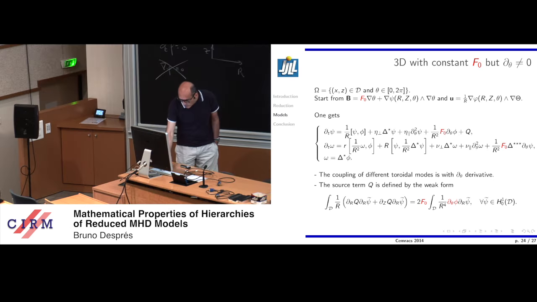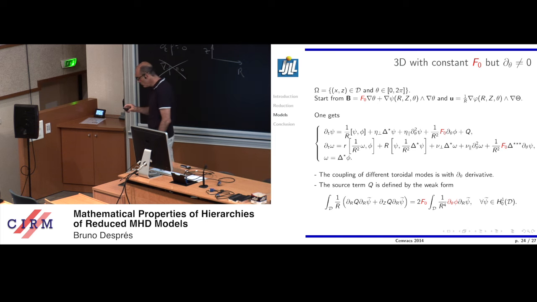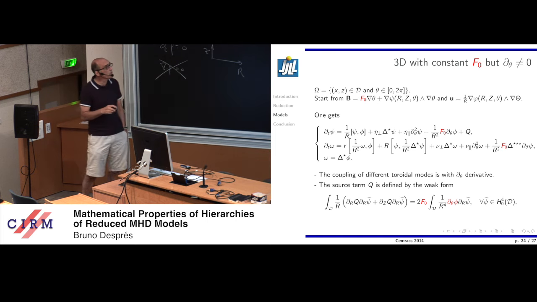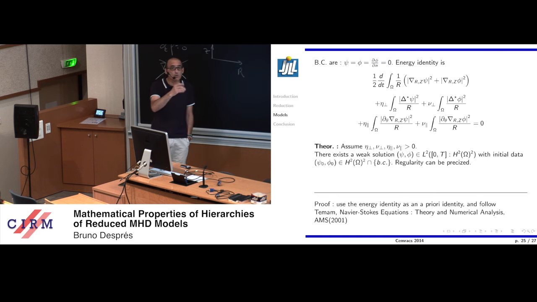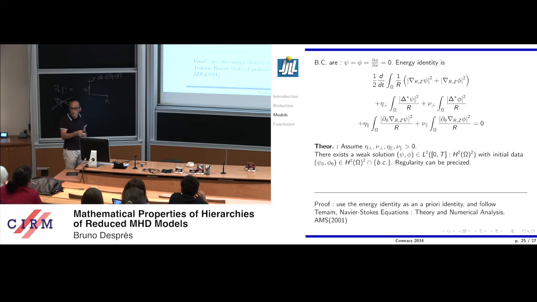But anyway, the interesting thing is that for this model with all these nasty coefficients, you immediately have the closure relation. So you get that the energy decreases and so on. And for people who are interested in the mathematics, you can also prove that there exists at least a weak solution in Sobolev spaces and so on.